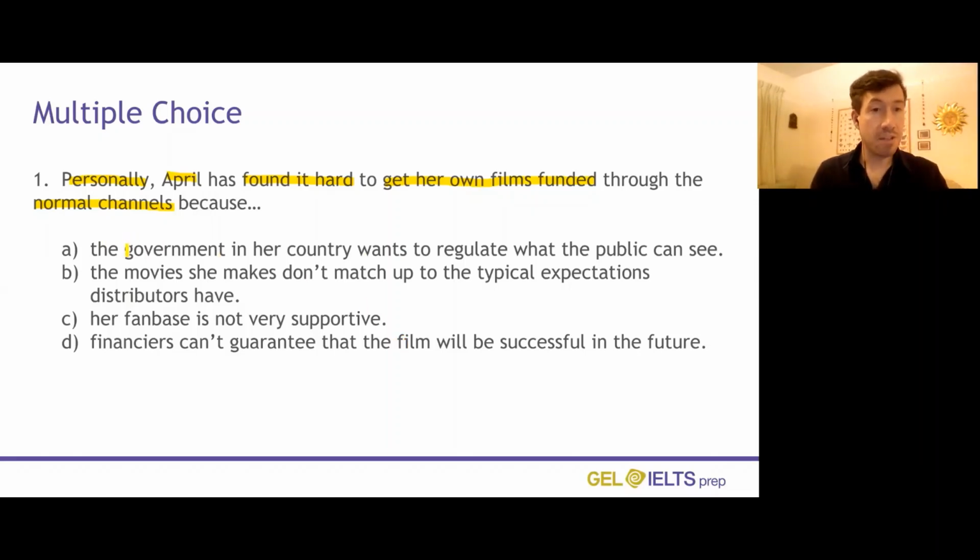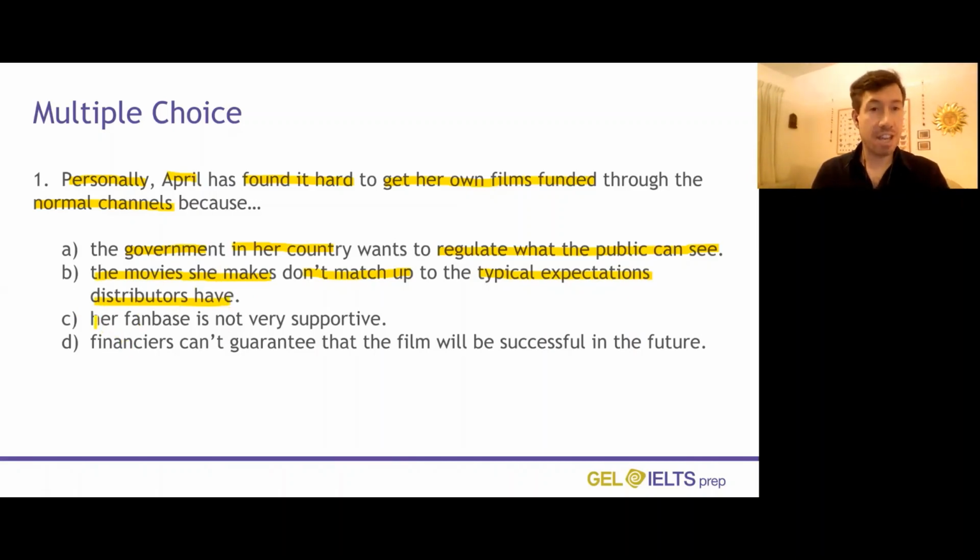So it says the government in her country wants to regulate what the public sees. So that's keywords there. We could also say here, the movies she makes don't match up to the typical expectations distributors have. So those would be the key words in that one.